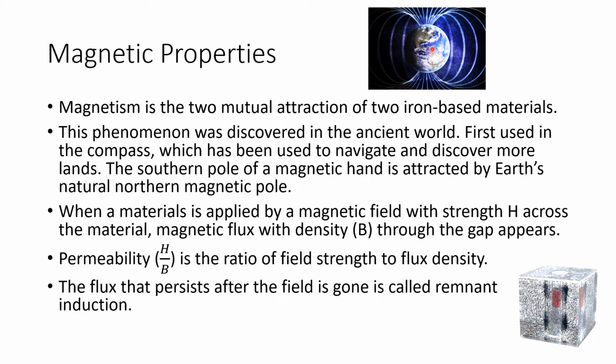When you take a look at the Earth, you're going to see there is a magnetic core, so there's a North Pole and a South Pole. For every magnetic material, the south pole of the magnetic material is attracted to the North Pole of the Earth. So in your compass hand, the south pole is always pointed to the north. Why? Because it's being attracted to the North Pole of the planet.